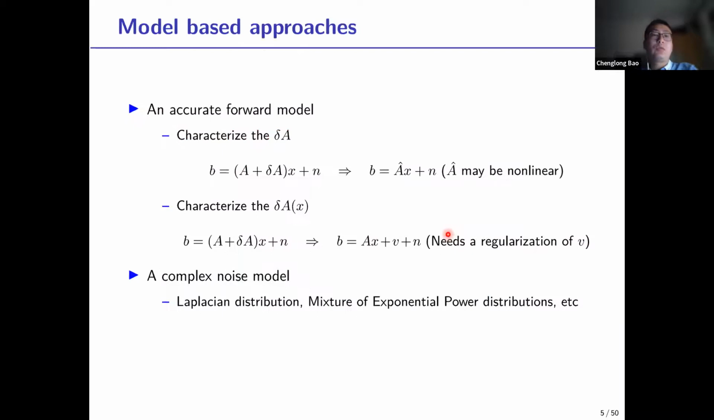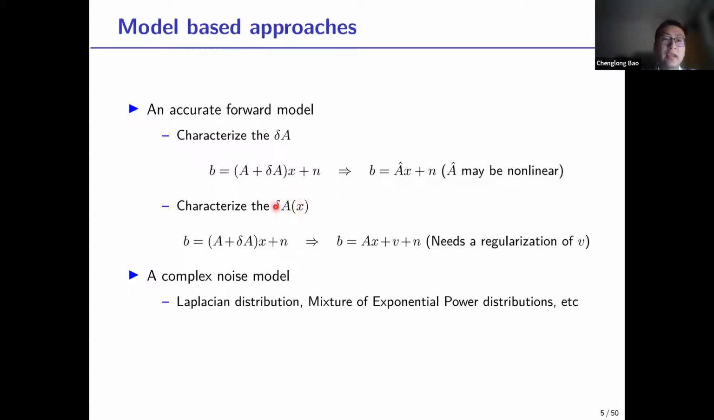So to address the above issues, traditionally we try to get more accurate models. The first attempt is that we can try to get a description of this delta A by using the underlying imaging principles, which means that we can transform this linear equation into another linear equation by getting a better A hat. In this case, the A hat may be nonlinear or a new linear equation. So we solve this equation and we hope we can get a better X.